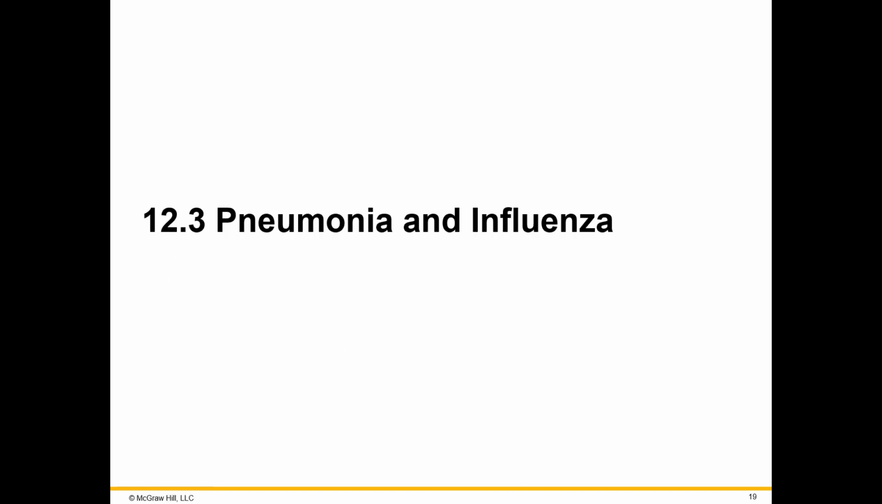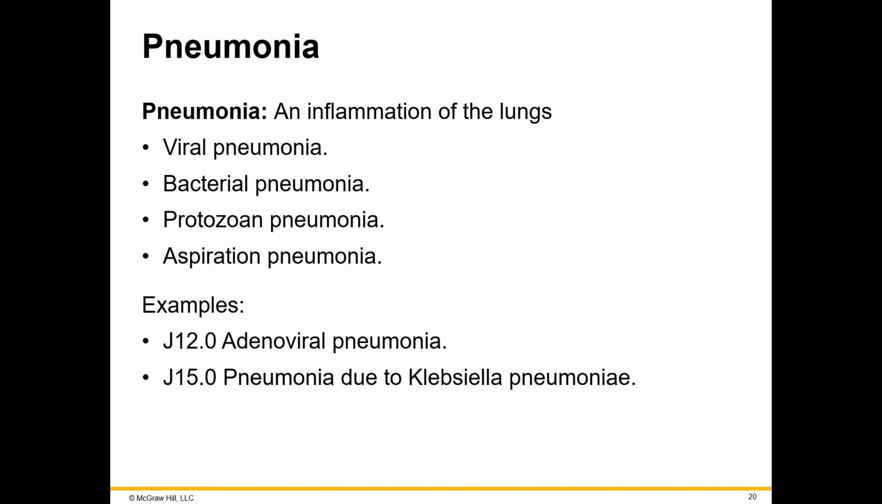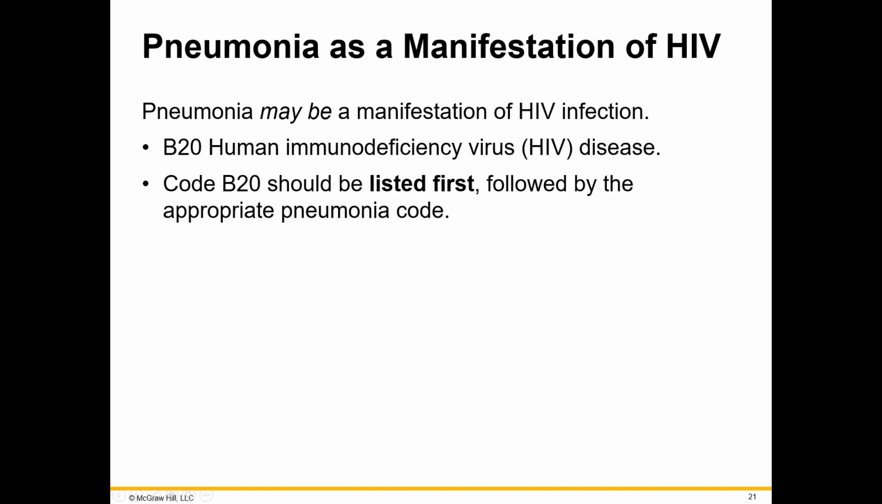12.3 Pneumonia and influenza. Pneumonia is an inflammation of the lungs. There's viral pneumonia, bacterial pneumonia, protozoan pneumonia, and aspiration pneumonia. Code examples include J12.0 adenoviral pneumonia and J15.0 pneumonia due to Klebsiella pneumoniae.